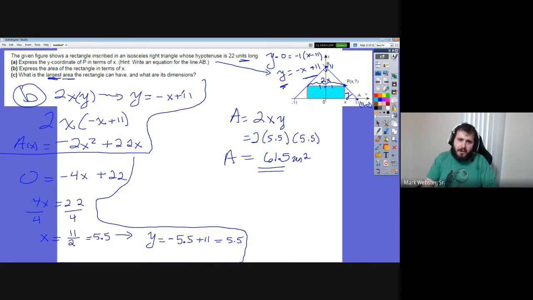And then they want to know the dimensions of the rectangle. Well, we know what x is, we know what y is, and we know the length is 2x and the width is y. So let's plug those in. The length is 5.5 times 2. The width is just y, 5.5.